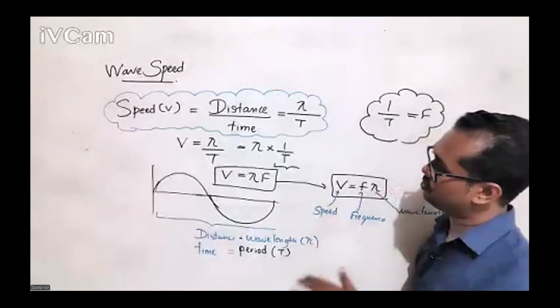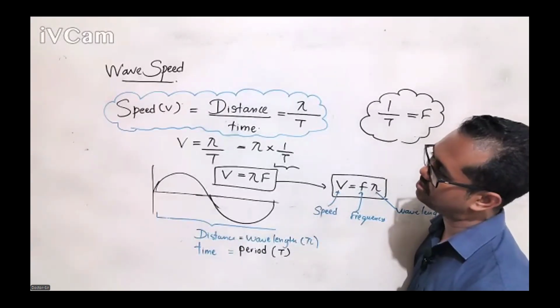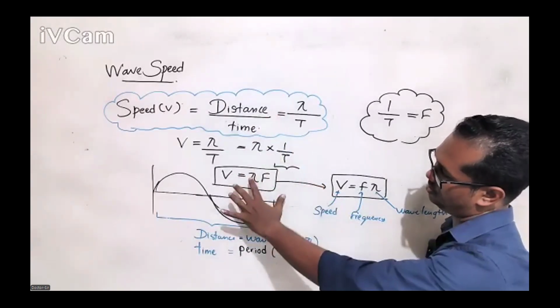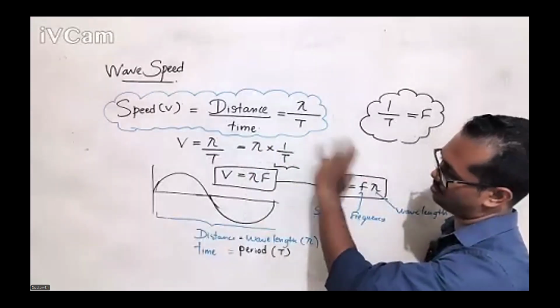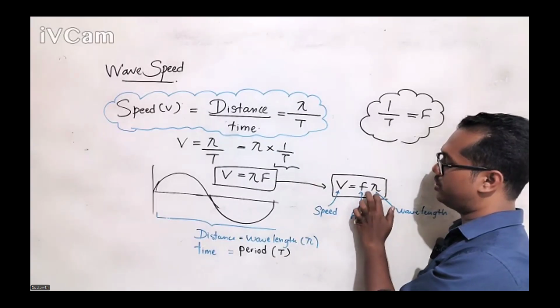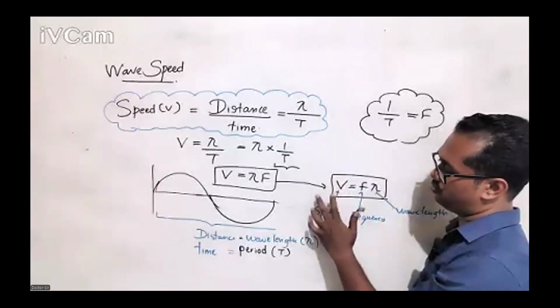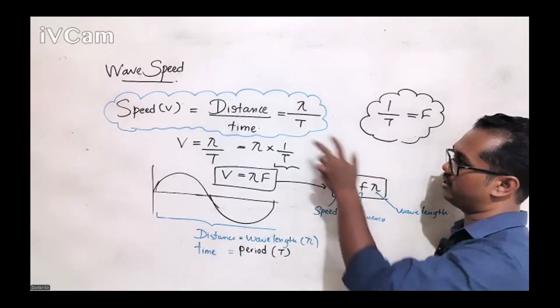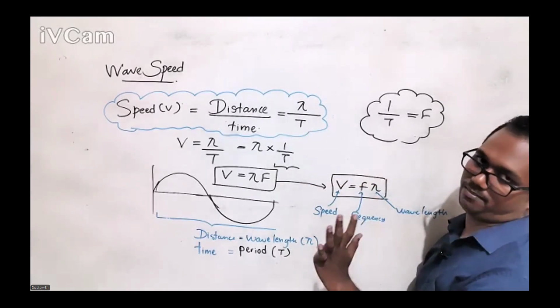I think you got the idea about these things. You do not need to memorize how we built these up. This is the fundamental thing. In the end you should be able to write down the formula for the speed: V equal F lambda. That is enough.